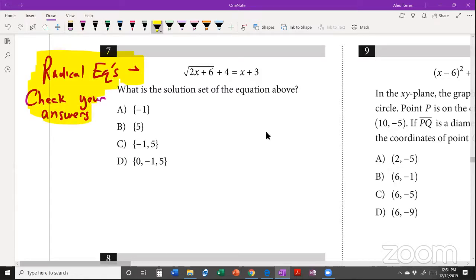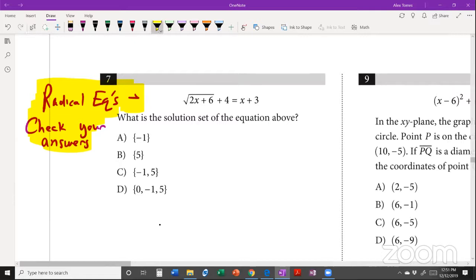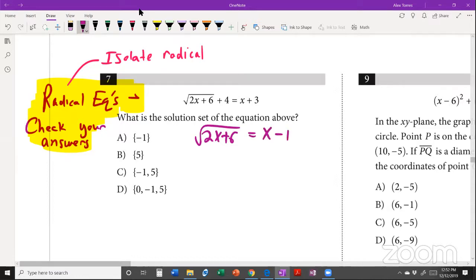So also for radical equations, the general line of thinking is isolate the radical. Isolating the radical, getting it by itself, allows you to easily square both sides. So we can take away 4 from both sides of this, and we'll have square root of 2x plus 6 equals x minus 1. So we did minus 4 to get there. Now you can square both sides. That reverses the radical on the left, and it gives you (x minus 1) squared on the right.